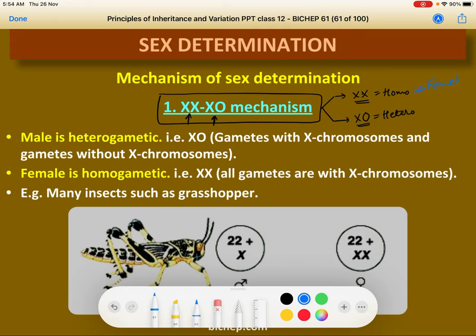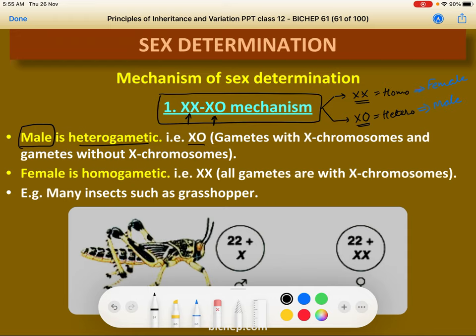Now in this case, XX is female and X0 is male. That way, control of the sex of an organism is observed, and that mechanism is known as the XX-X0 mechanism. Generally they are found in insects, specifically grasshopper, honeybee, etc. Here males are heterogametic, that is X0. Half of the gametes contain the X chromosome, and half contain no other chromosome, right?